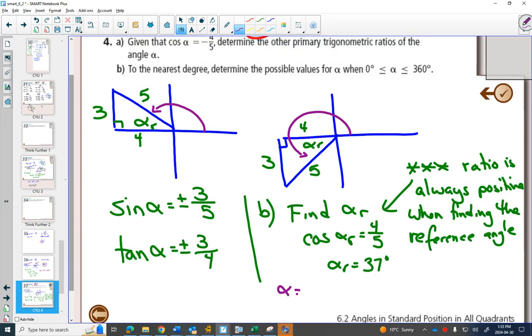Now I'm going to go to purple, because purple is the actual angle. Can you see that all the way halfway around would be 180 degrees. That would be too far. I'd have to subtract my reference angle. So 180 minus 37, 143 degrees. And in quadrant 3, this angle would be 180, which gets me halfway around, plus my reference angle. 180 plus 37, 217 degrees.